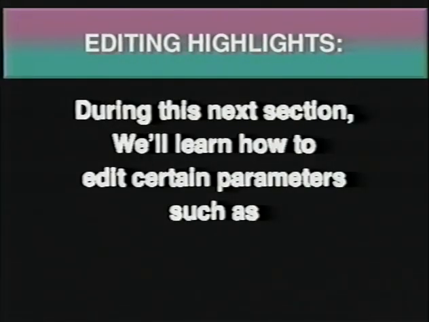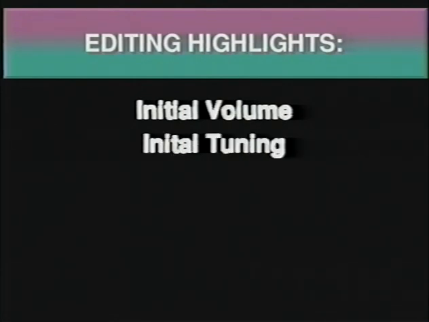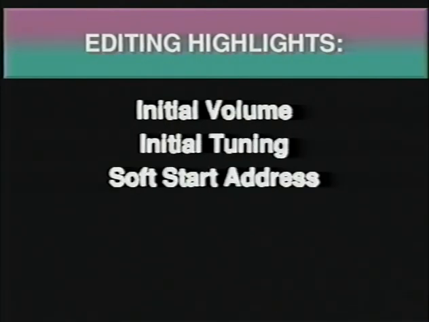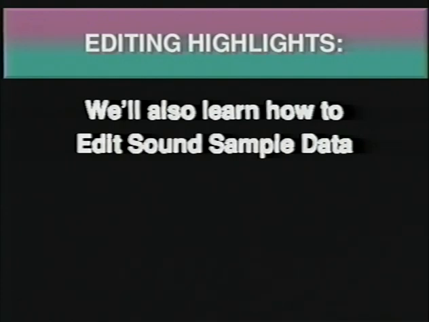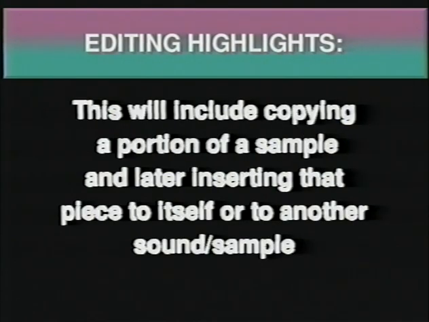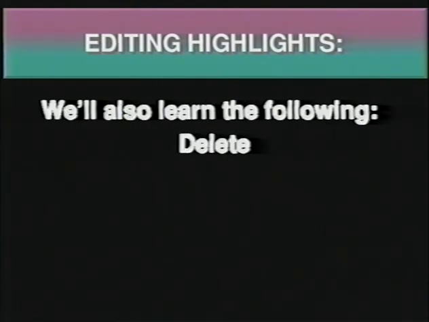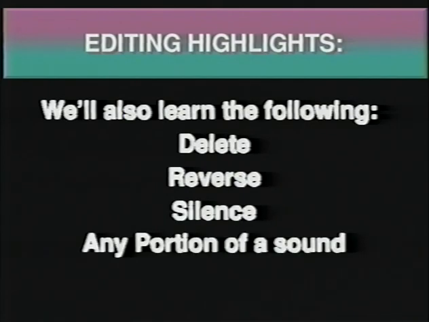During this next section, we're going to learn how we can edit a sound's parameter data, including initial volume, initial tuning, soft start address, soft end address, and how to automatically find the best soft start address. We'll also be learning how to edit the sound sample data. This will include copying a portion of a sound and inserting the copy at any other point within that same sound or a different sound. We'll also learn how to delete, reverse, or silence any portion of the sound.